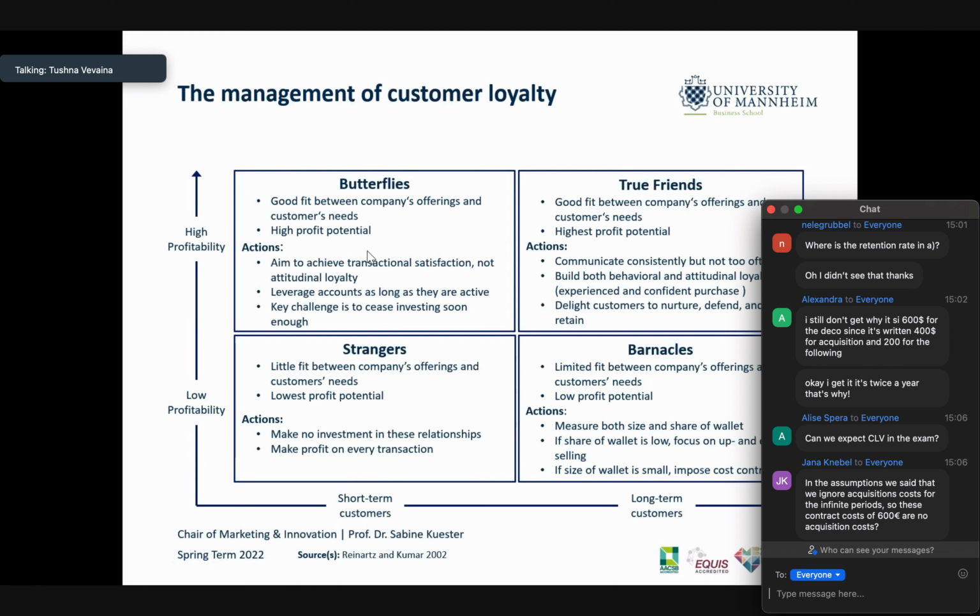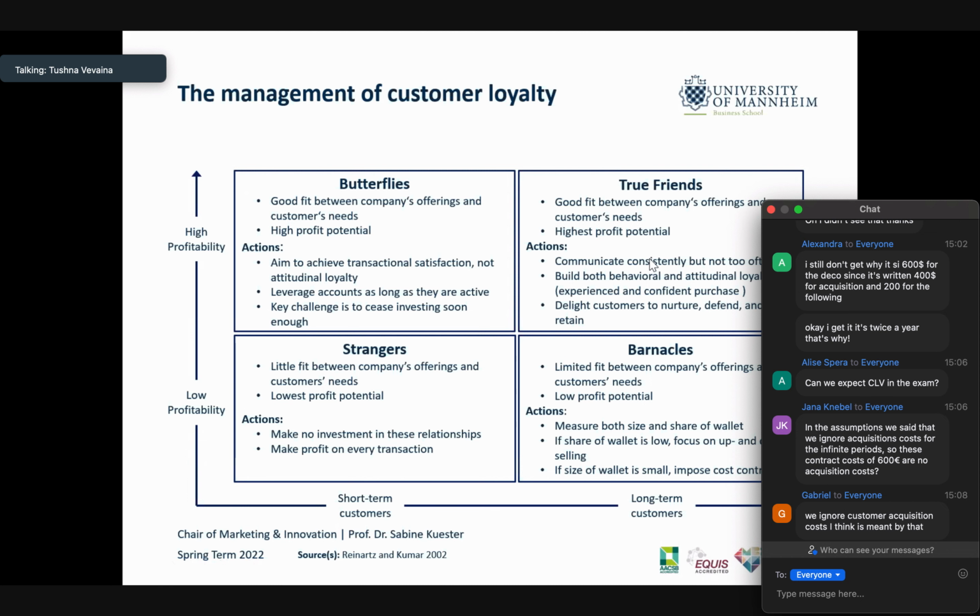Then you have these sort of butterflies wherein these guys are really profitable and great kind of returns and margins, but very short-term customers. And on the other side, you have barnacles who are very loyal or long-term customers, but they're not so profitable. And then when you have a high profitability, long-term customers, these guys are your true friends, and you really need to invest and keep these guys happy.